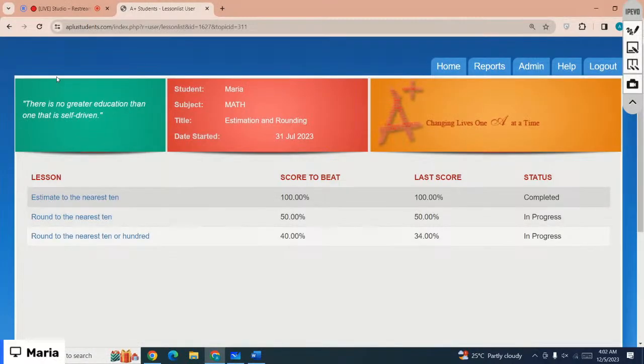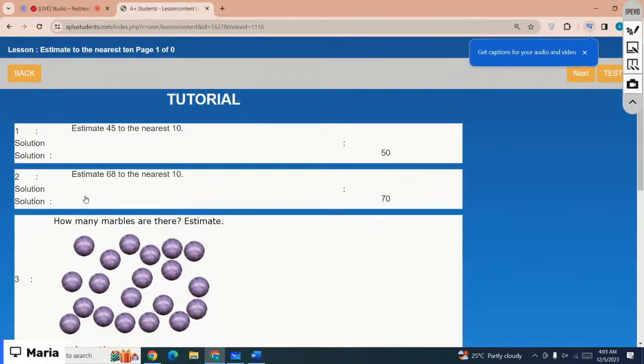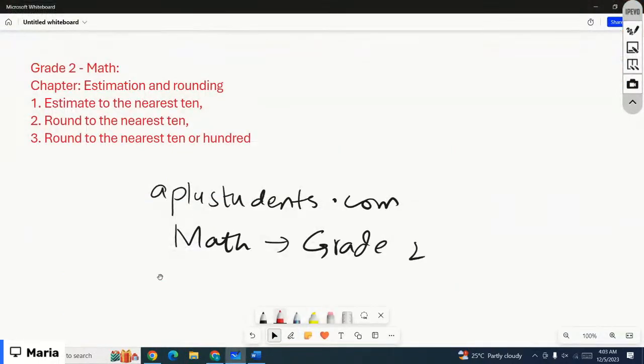So here I'm on grade 2 math. The chapter we're going to start today with is estimation and rounding. Let's start with the first lesson, that is estimate to the nearest 10. Please make sure you have your notebook and pencil so that you can do examples in your notebook. We are going to learn how we estimate or round off numbers. Let me explain what rounding is.